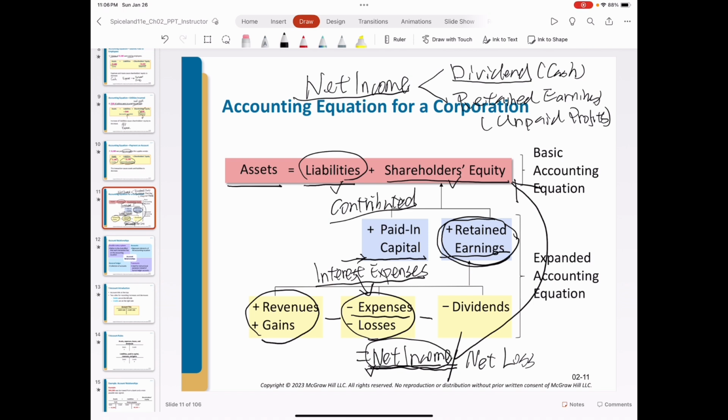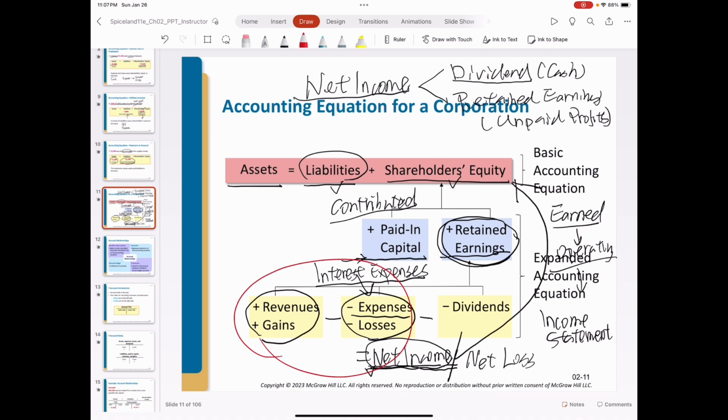Different from the contributed capital, retained earnings is the earned capital. The source is from prior profits reported in the income statement. The income statement basically only records these two. The bottom line is the difference of these two, depending on which one is greater. If the revenue or gains is greater than the expenses or losses, that will be net income, otherwise net loss.